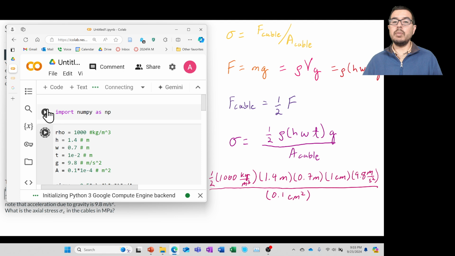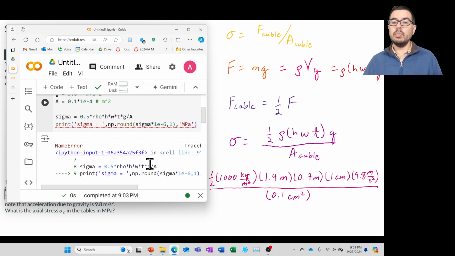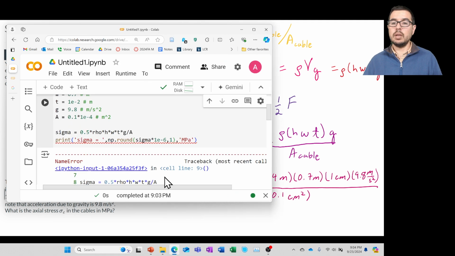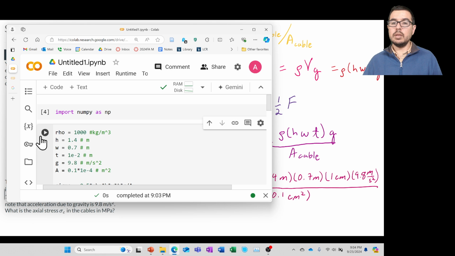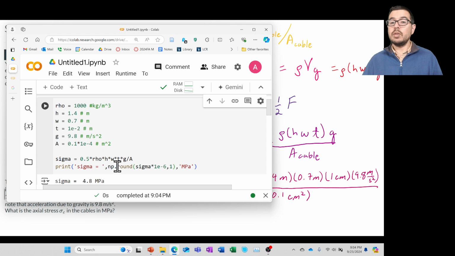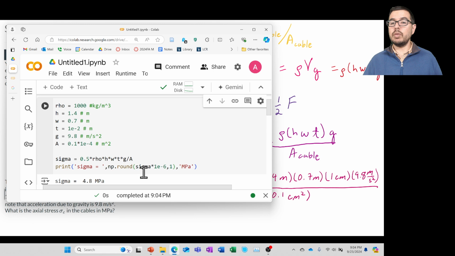Oh, but it's going to spit out an error because it didn't run this first. So first we've got to run this. Okay, and then did it run? Okay, yeah, it ran. Then we can run this one. Well, it's still saying it's not defined. Interesting. Hold on. I think something weird just happened here. I don't know what happened. Okay, it ran it then. So I didn't do anything, but I guess I had to give it time to load that library first. So sigma is equal to 4.8 megapascals, which is what we calculated previously.